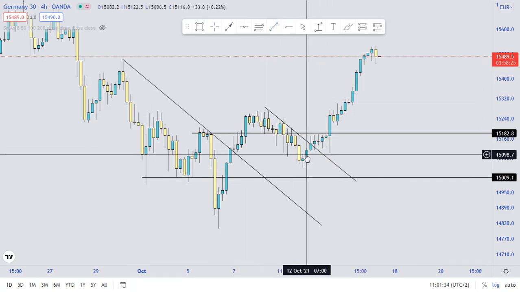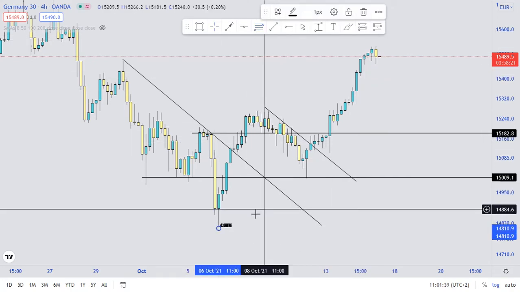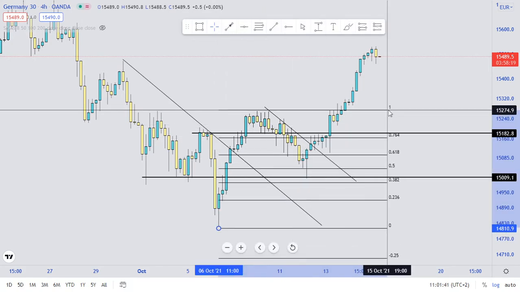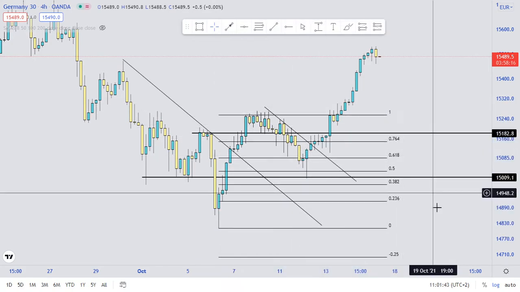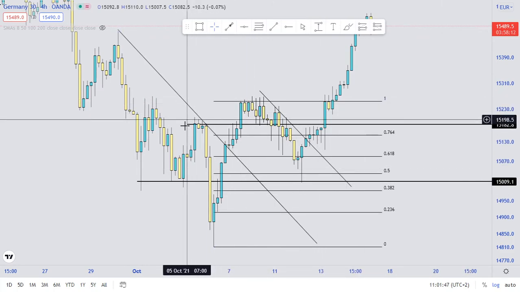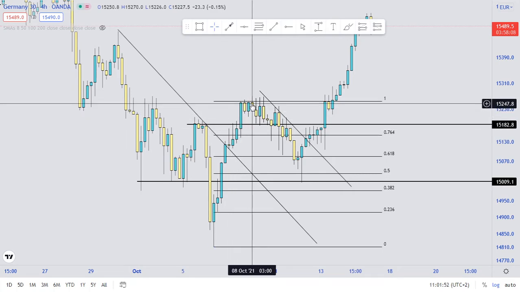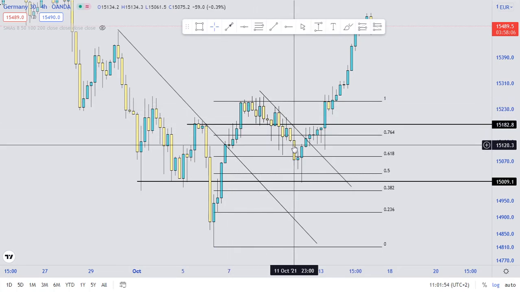As you guys can see, this is our correction. We can run a Fibonacci from this swing low right there to right here. You guys can see that price break to the upside, break structure, lower highs, and then create a new higher high. There we can see price coming for the correction.